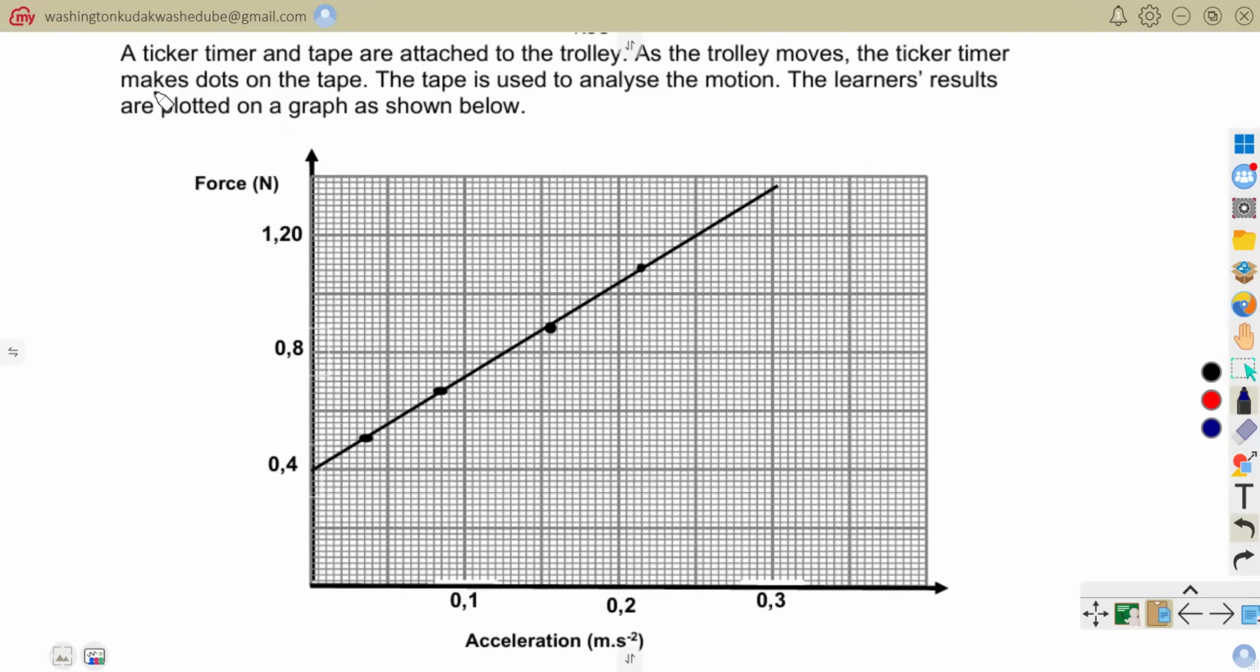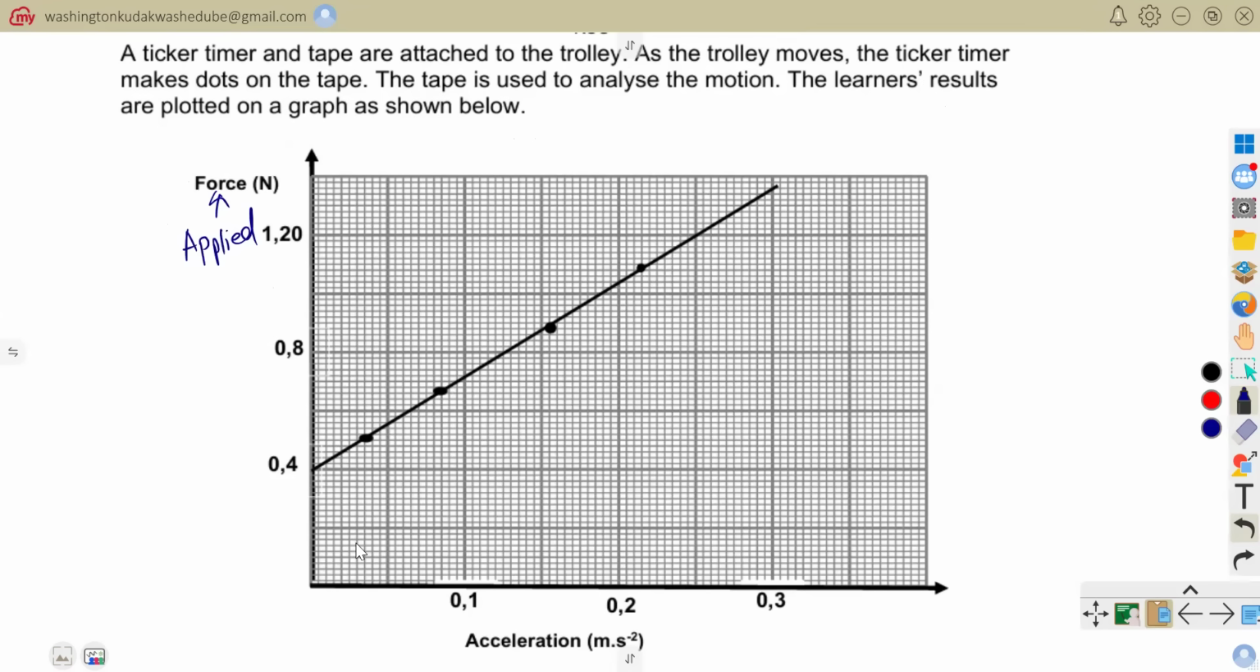If that is the case, they are now saying a ticker timer and tape are attached to the trolley in such a way that as the trolley moves, the ticker timer makes dots on the tape. The tape is used to analyze the motion, and the learner's results are plotted on a graph as shown below. So this is the graph that we are given. And from our results, the graph is showing us that this is force and this is acceleration. And from the look of the graph, we can see that there is a straight line relationship between force and acceleration.